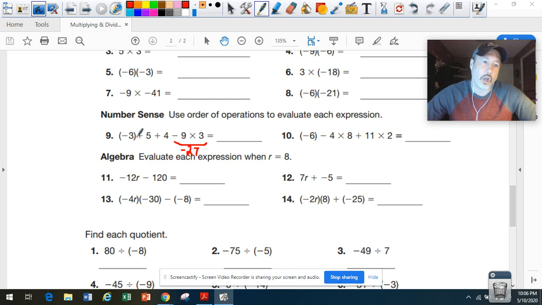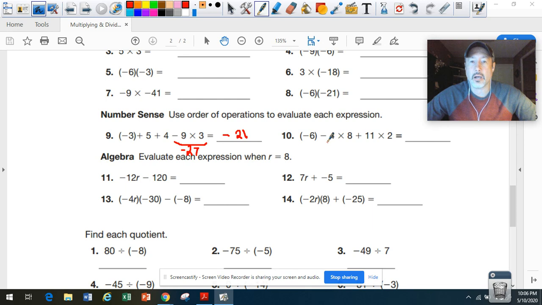Okay, we have negative 27 here. So if we go through this now left to right, because we're dealing with nothing but adding and subtracting here. Let's start here. Negative 3 plus 5 is positive 2. Positive 2 plus 4 is 6. And 6 minus 27 is negative 21. Negative 21 here is our answer. Okay, let's look here at our next one here.